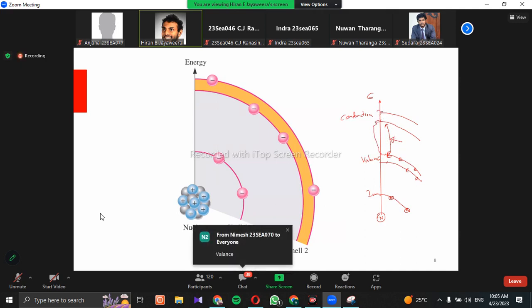So the conduction band is a little bit higher. It's not a shell, it's a different energy level, right? So here we represent shells as well. However, this one is the energy diagram. Now, is it clear?